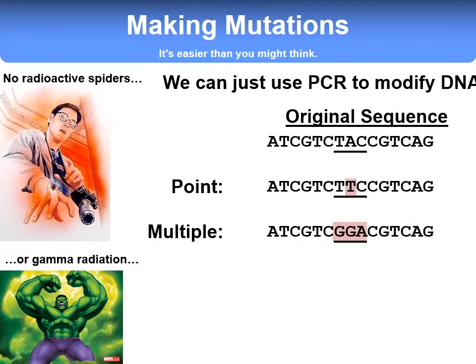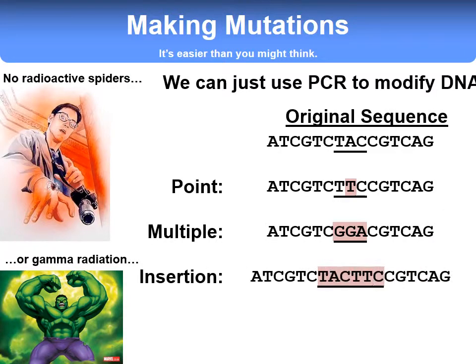We can also make multiple mutations. Sometimes you need to change more than one letter to make a codon change for a different residue. So you can change one base pair, you can change 3. You can also insert base pairs. So here we have, instead of just TAC, now we have TAC TTC. So the sequence just got longer. And of course, in converse, you can also delete base pairs. So you can take out that amino acid altogether. Now the first two are a little bit easier than the second two, and we'll talk about that in a little bit.